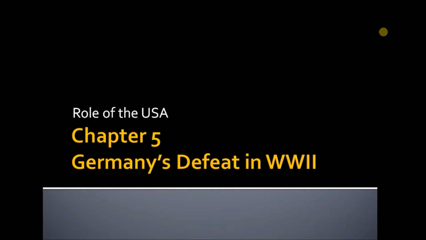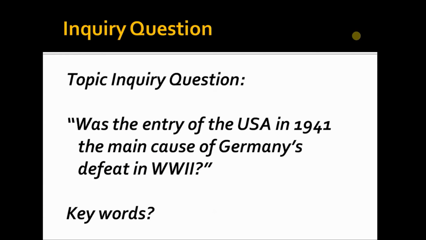Okay, so moving on. Now, the inquiry question for this chapter overall is: was the entry of the USA in 1941 the main cause of Germany's defeat in World War II? Okay, so in terms of the key words, we're looking at this factor, the entry of the USA in 1941 into the war. Alright, why 1941? Even though the war started in 1939, we will learn about that in a bit. Okay, but basically the question is asking, was this the main cause?